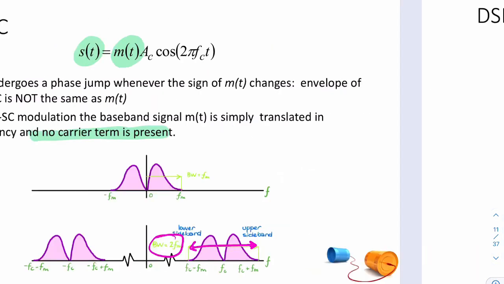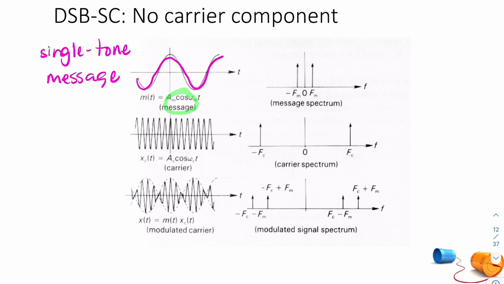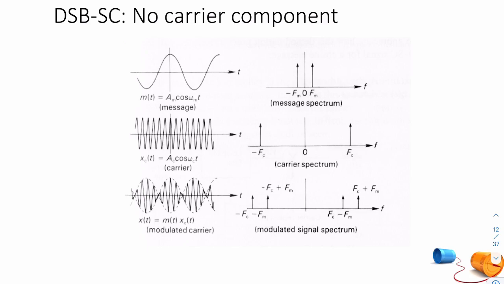Now, if our message is a single tone, this is a single tone message. What does single tone mean? It simply means that we have a single cosine here. So therefore, we have a single frequency. So for a single tone message, the spectrum looks very similar. So remember, previously it looked like that. Now it just looks like this. It's very similar.